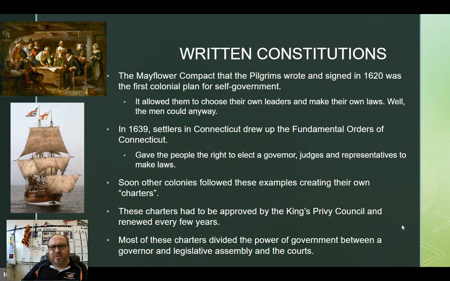Most of those charters, when they were created, made a government that divided the power of government between three groups: a governor, the legislative assembly, and the courts. Those really are the three powers of government: the executive, which is the governor, which is the power to execute or enforce laws, the legislative power, which is the power to create laws, and then the power of the courts, which is the judicial power, which is the power to interpret the law and resolve conflict.